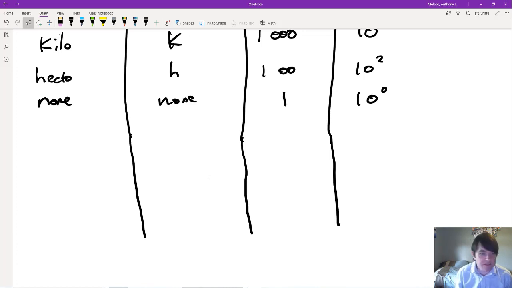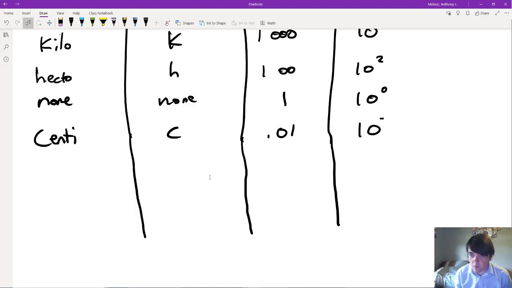The next one on the list is centi, so now we're getting below 1, okay? This is a C, and this is 0.01, so now we're going to the right 2. Since it's smaller, it'd be 10 to the minus 2. And so a centimeter would be 10 to the minus 2 meters, or 0.01 meters. Okay. See how that works?